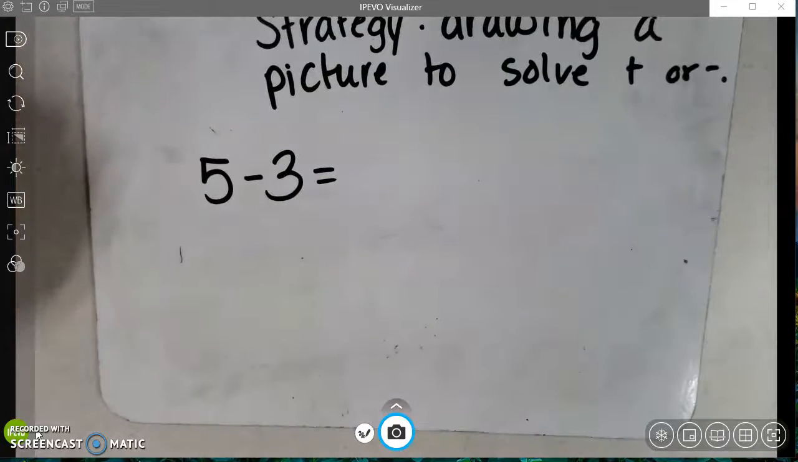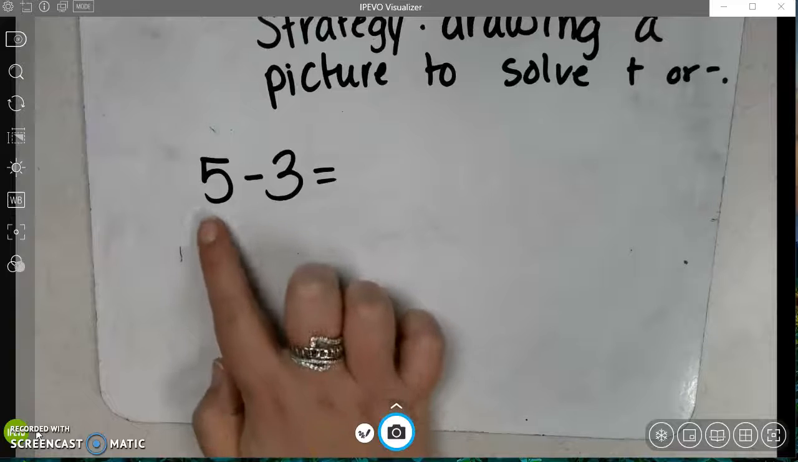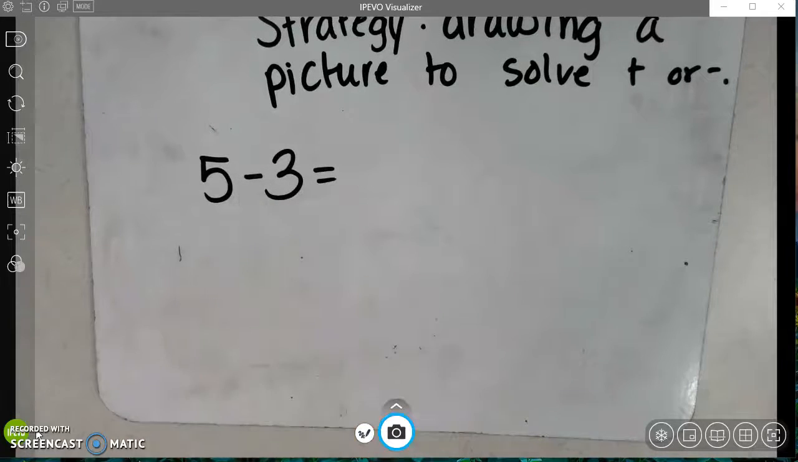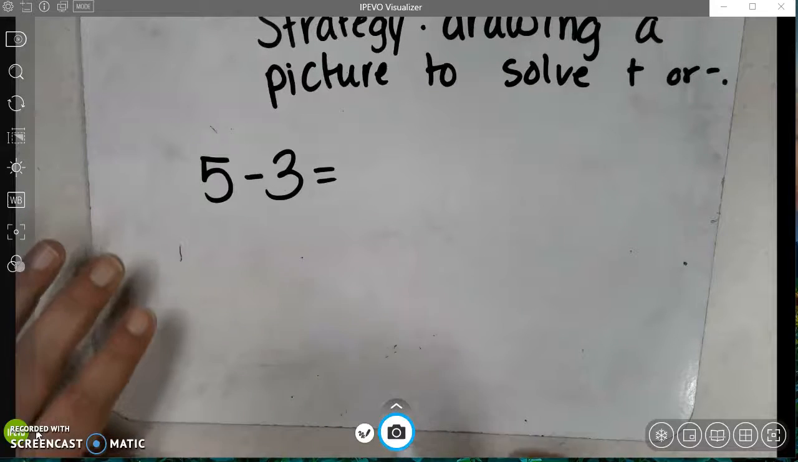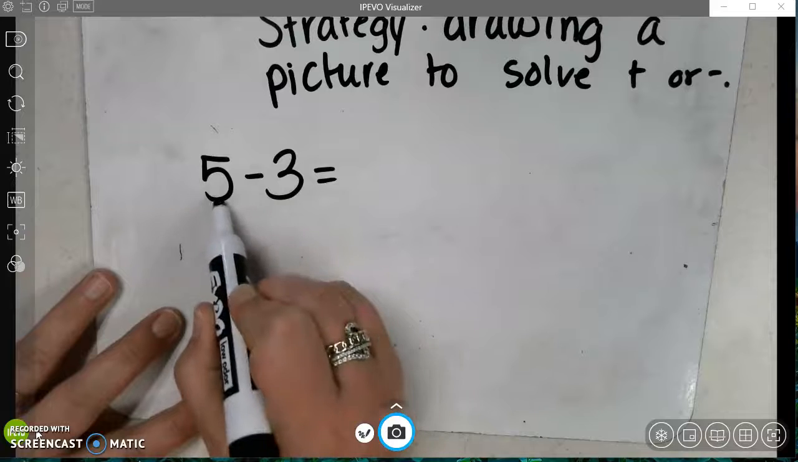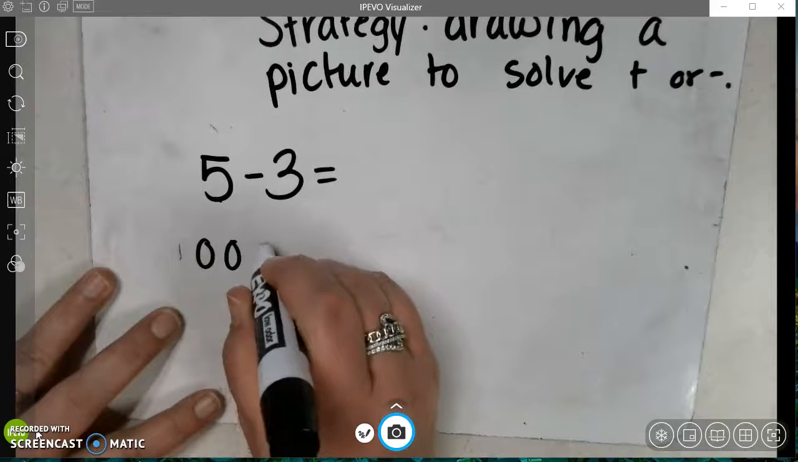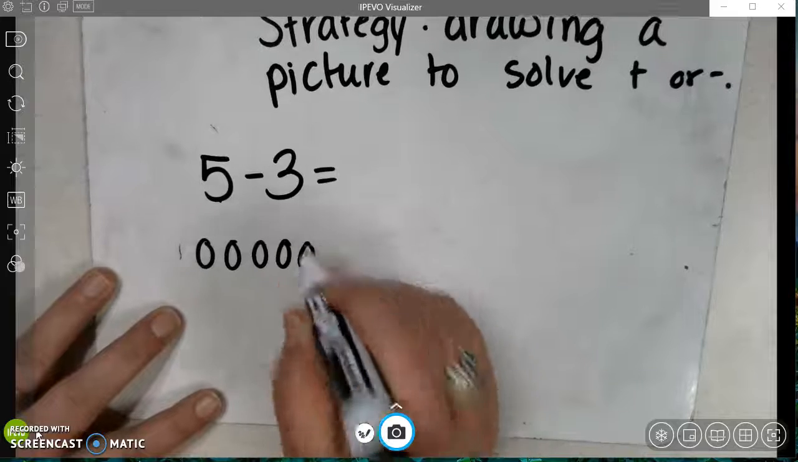This one's going to be a little bit different, okay? 5 minus 3 equals. Remember, this minus is like someone coming in and spreading their arms apart and separating you out, breaking you up, okay? So I'm going to start with my first number, and I'm going to draw that many circles. 1, 2, 3, 4, 5.